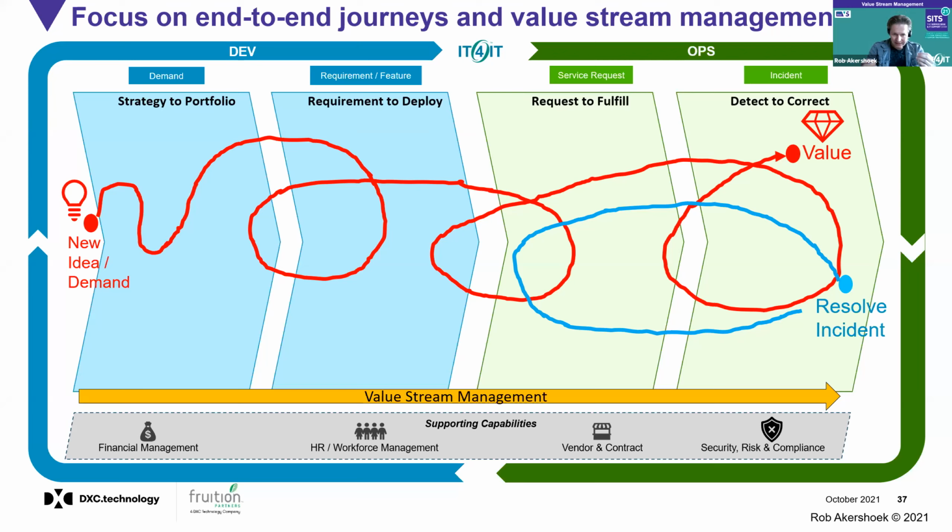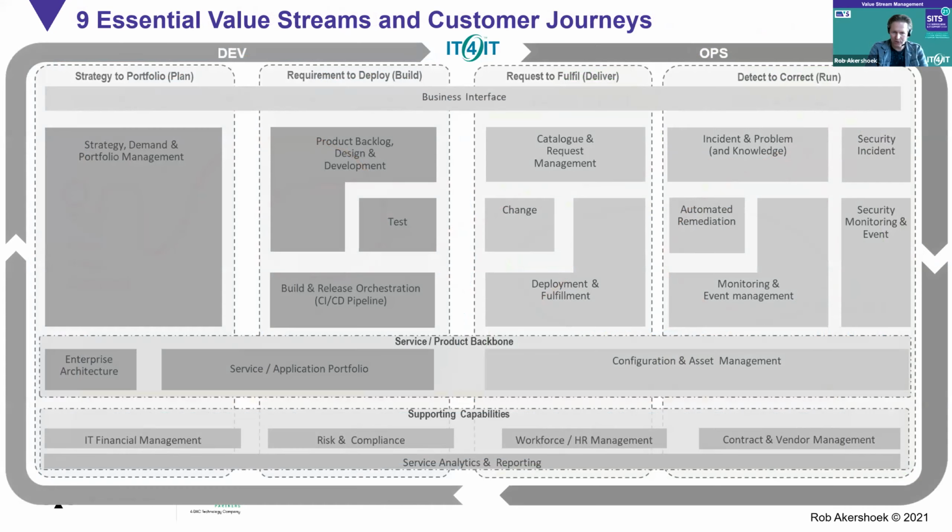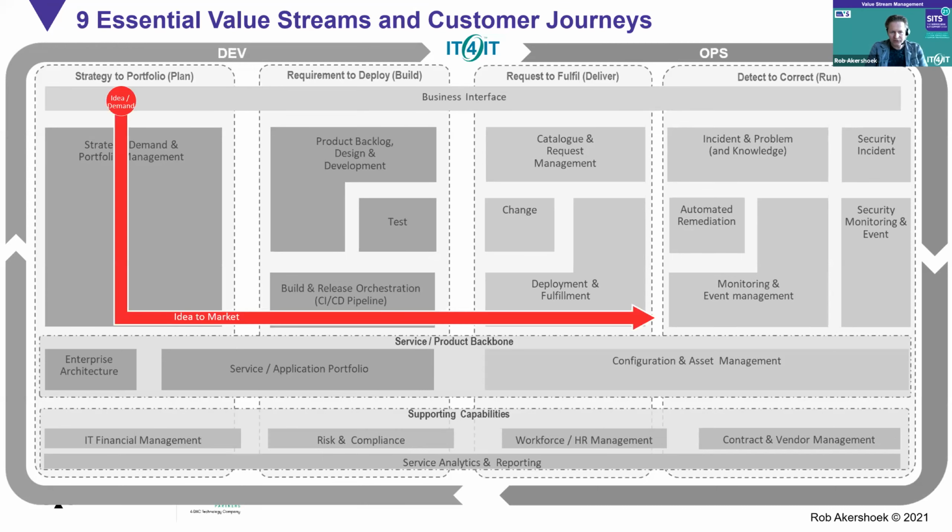So what I want to do now is take you through the 9 most important essential value streams you need to start optimizing your own IT organization. And hopefully you can use that in your own organization to take them one by one, analyze how people are working, and see if you can start improving these. Now, let me start with the first one. This is the number one.